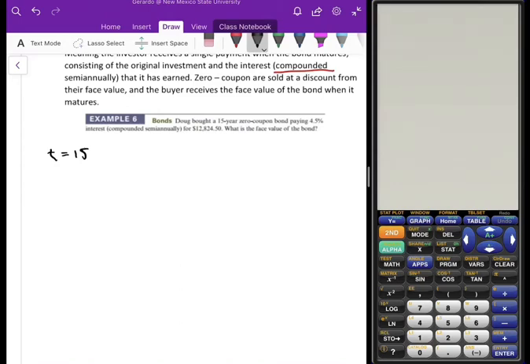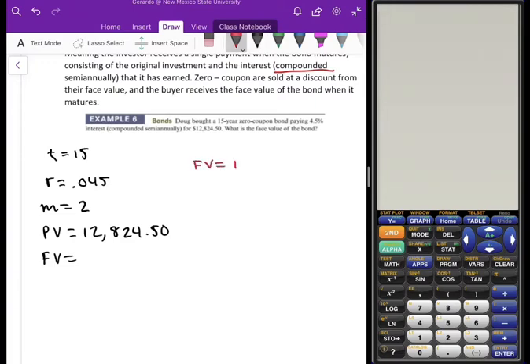Year zero compound bond paying 4.5 interest. So my rate on this one is 0.045. Compounded semi-annual. So my M is equal to 2. So that's my present value, $12,824 with 50 cents. What is the face value, which is future value?